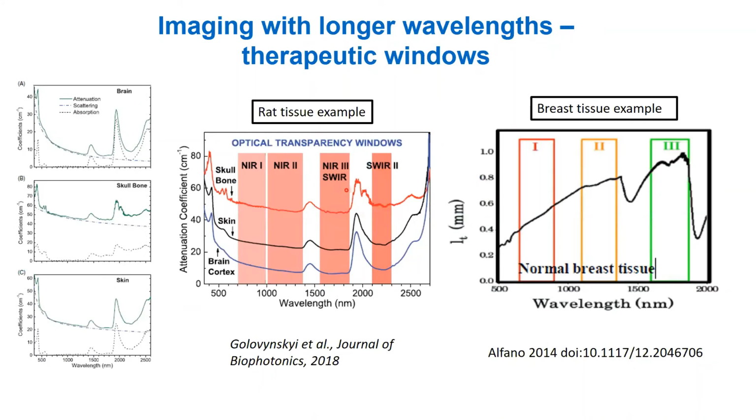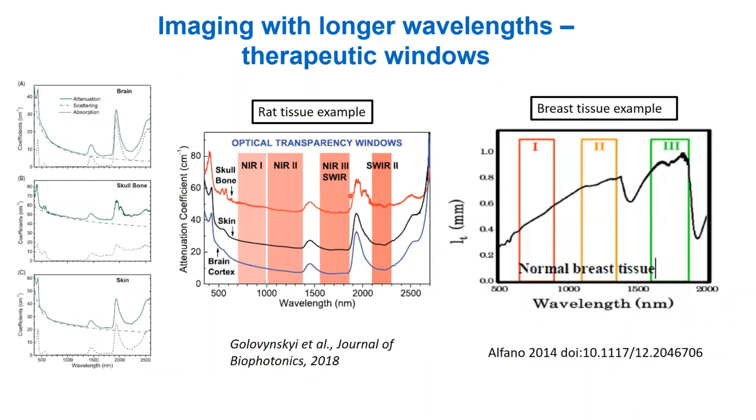All of this is very tissue dependent. This is an example of tissue taken from a rat. You've got brain tissue, the bone from a skull, and skin, and you can see the attenuation coefficients and how they fall off. These plots show the scattering and the absorption, and they combine to give your attenuation coefficients. And this is those combined.